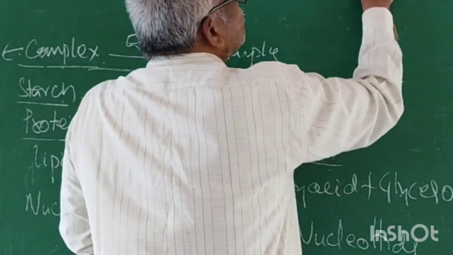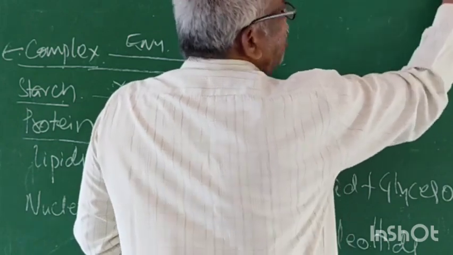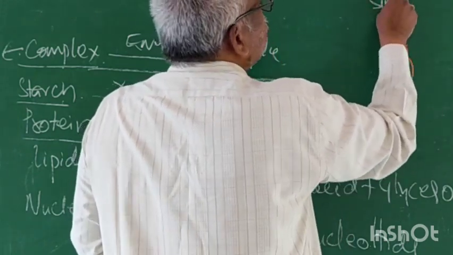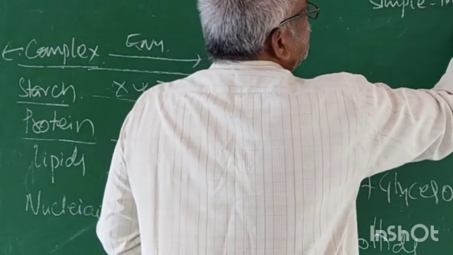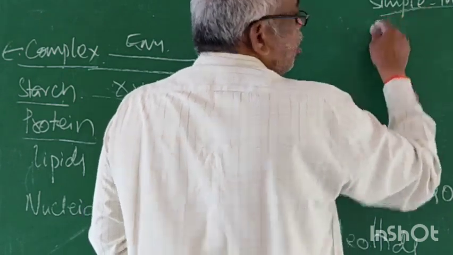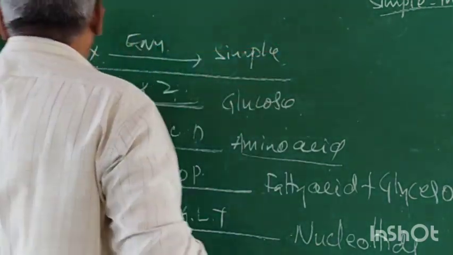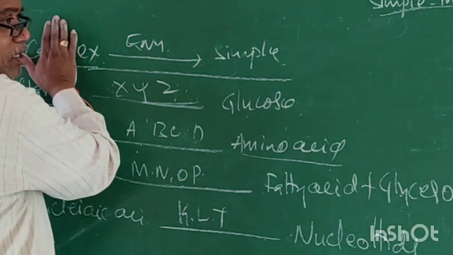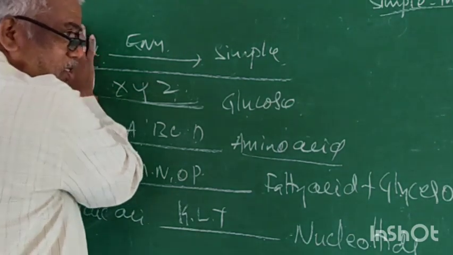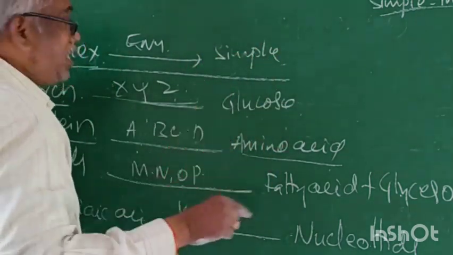Now what is this? Amino acids. The amino acid is a simple monomer of the whole protein. But no complex substance becomes simple in a single step. One step, right?